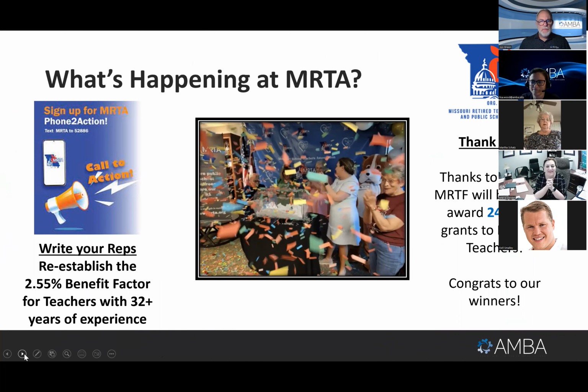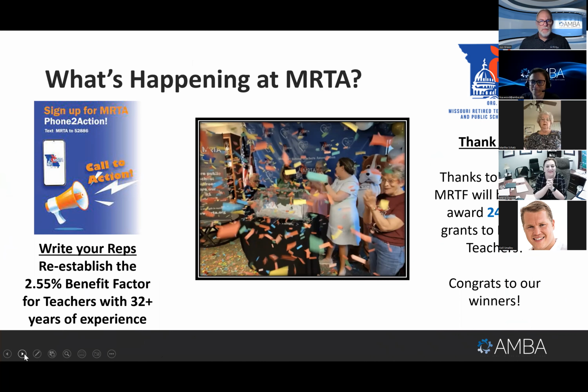There is a bill that reestablishes the 2.55 benefit formula factor for teachers that have over 32 years of service. And I hear this often from our retirees. Well, why do I care? How does that impact us? We've already retired. And one of the things that bill does is it puts back funding into the retirement system. So it will save the system about $235 million in the next 20 years or so. That is huge for a retirement system such as ours.